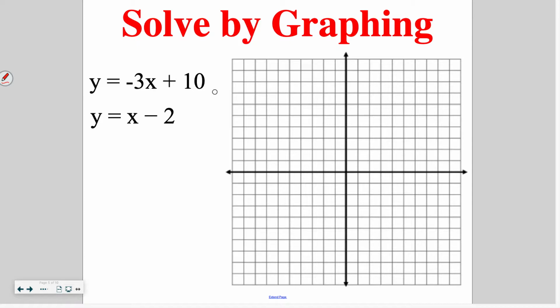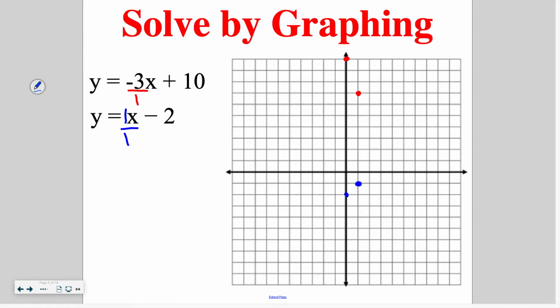So with this first one, I've got y is equal to negative 3x plus 10. So my y-intercept is 10. My slope is negative 3 over 1, so down 1, 2, 3 over 1. And then I'm going to connect those with a line in a minute. And then my second one starts at negative 2, and my slope is 1 over 1, so I'm going to go up 1 and over 1.